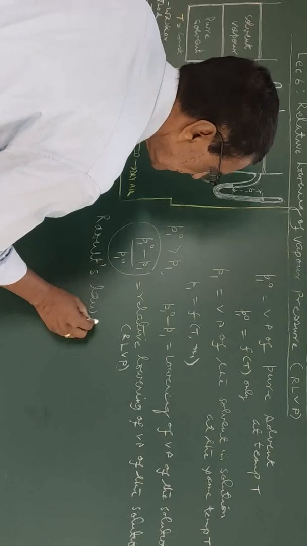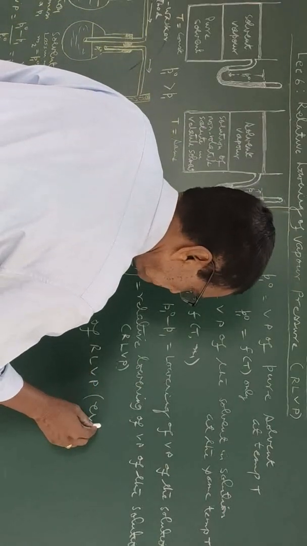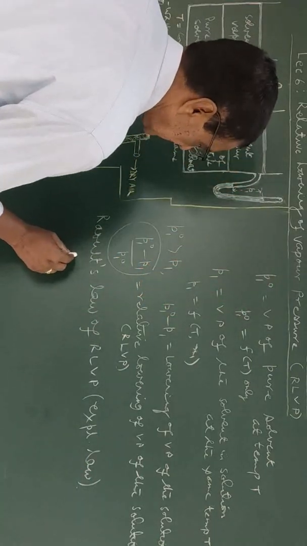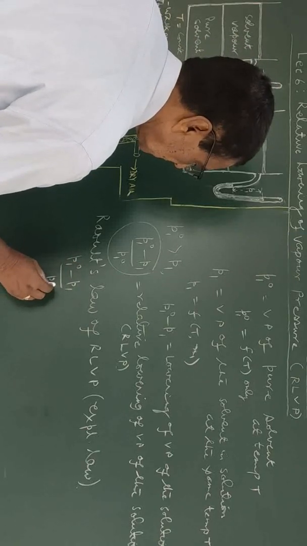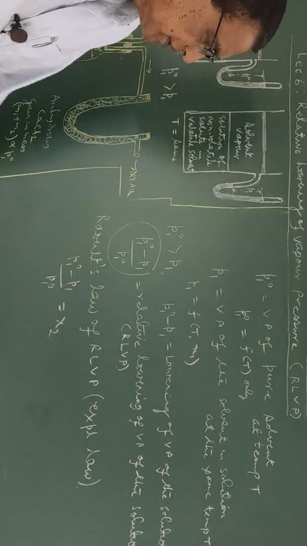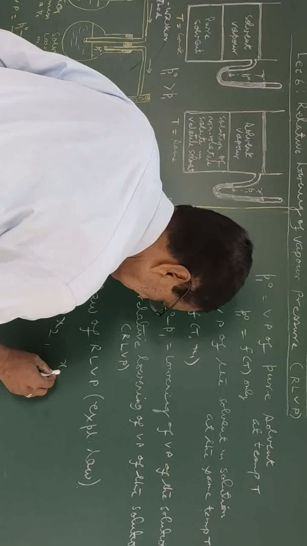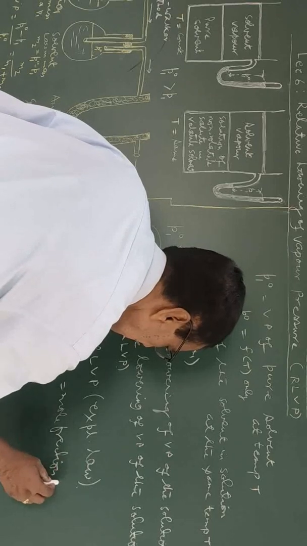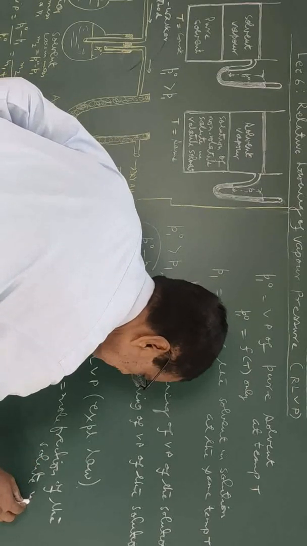Raoult's law of relative lowering of vapor pressure is an experimental law, and this law states that P1 naught minus P1 divided by P1 naught equal to X2, where X2 is the mole fraction of the solute in solution, provided there are some conditions.